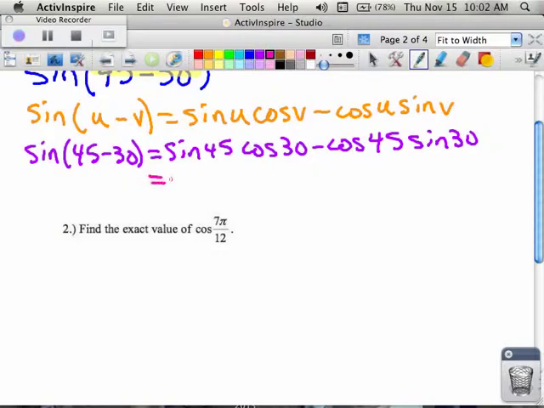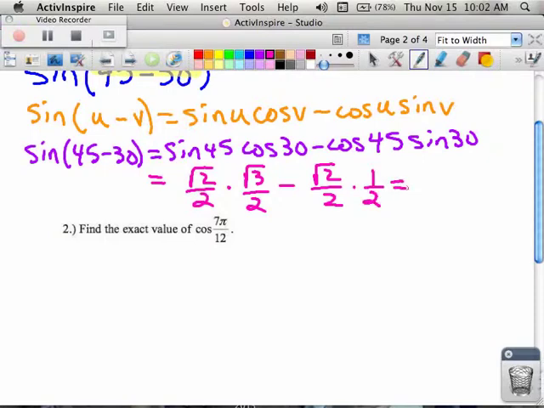So the sine of 45 is the square root of 2 over 2 from the unit circle. The cosine of 30 is the square root of 3 over 2 from the unit circle. The cosine of 45 is the square root of 2 over 2 from the unit circle. And the sine of 30 is 1/2 from the unit circle. These are all coming off the unit circle.